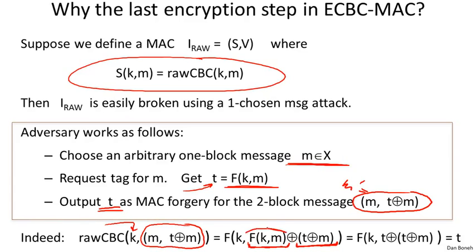Now, what do we know about F_K of M? F_K of M is simply this value t by definition. So the next step we get is essentially t XOR t, but this t XOR t simply goes away, and what we get is F_K of M, which is, of course, t. And as a result, t is a valid MAC for the two-block message M, t XOR M. So the adversary was able to produce this valid tag t for this two-block message that he never queried. And therefore, he was able to break the MAC.